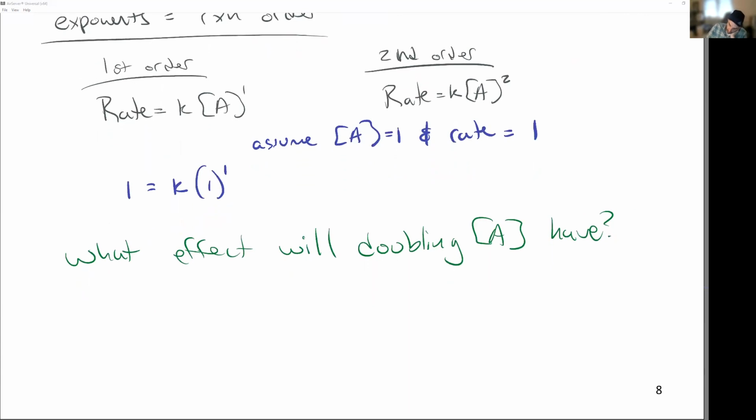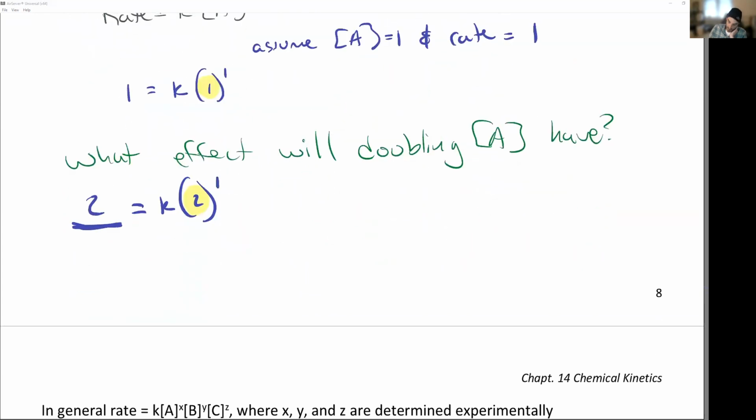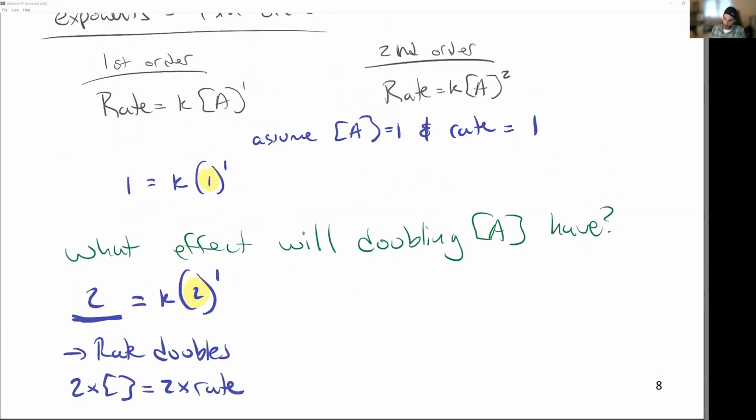Well, let's take a look. What is the new rate when I take the concentration and I double it? So here's my concentration and I've doubled it, raised to the first. Well, 2, again, we're ignoring K. 2 raised to the first is simply 2. What that means is rate has doubled. So 2x concentration equals 2x rate. Just like in the first example we did, by doubling a concentration, it doubles the rate. So that's what first order does to a reaction.